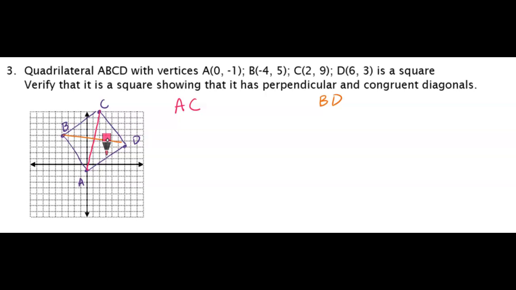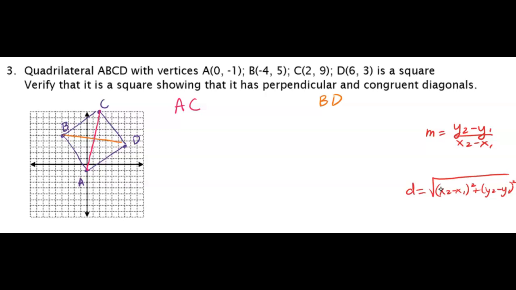So we have to do two things. We have to show that the diagonals are perpendicular, which means we're going to have to show that they have slopes that are opposite reciprocals. And then we're also going to have to show that they're congruent, which means we have to show that they have the same distance. So we're going to need two formulas here. And those formulas are the slope formula and the distance formula. So I just want to write those down over here. The slope formula is y2 minus y1 over x2 minus x1. And the distance formula is the square root of x2 minus x1 squared plus y2 minus y1 squared.